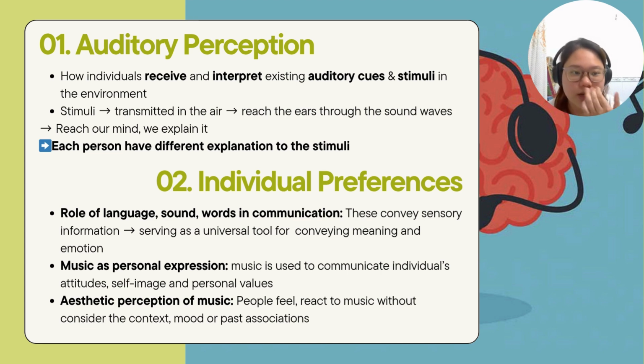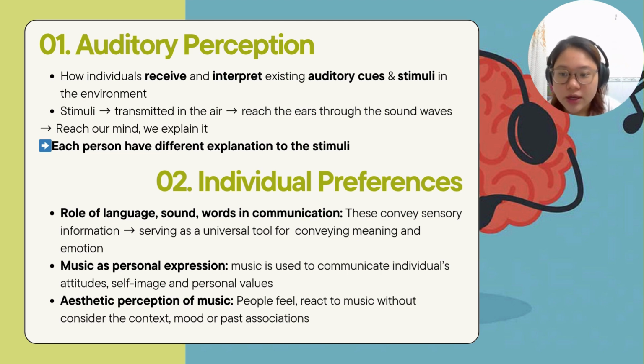So next we will discuss the individual preference in auditory perception. How can it change or shape the auditory perception? The first thing is the role of language, sound, and words in communication. In every culture, language, sound, and words convey sensory meaning for the individual and in all kinds of community communication. So it serves as a universal tool for a person to convey meaning and their emotions.